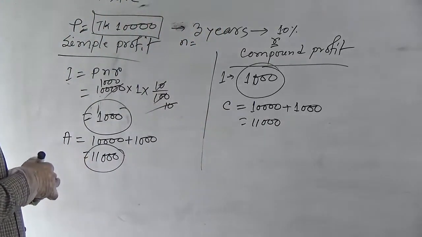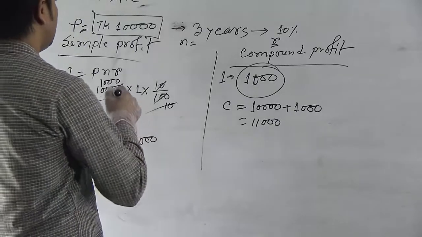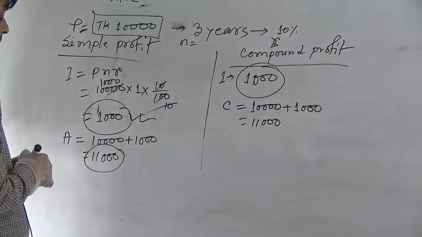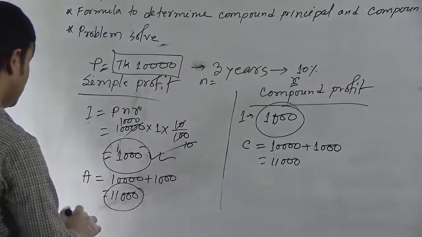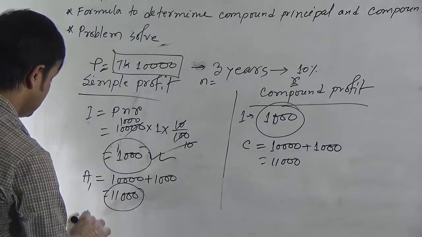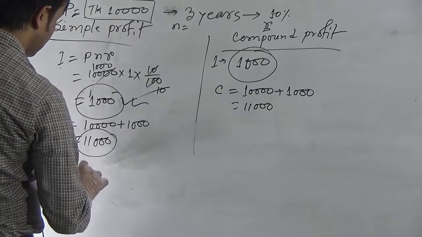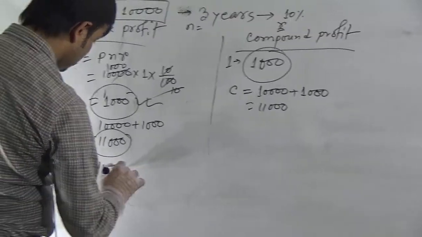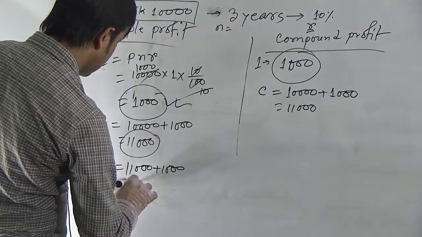Now for the second year, if it is simple profit, then always our interest will be the same for every year. So for the second year, principal plus interest will be 11,000 plus 1,000. This will be 12,000.